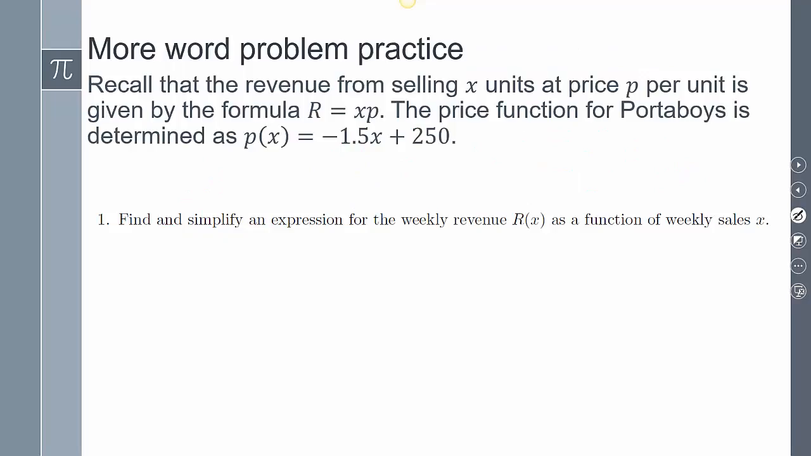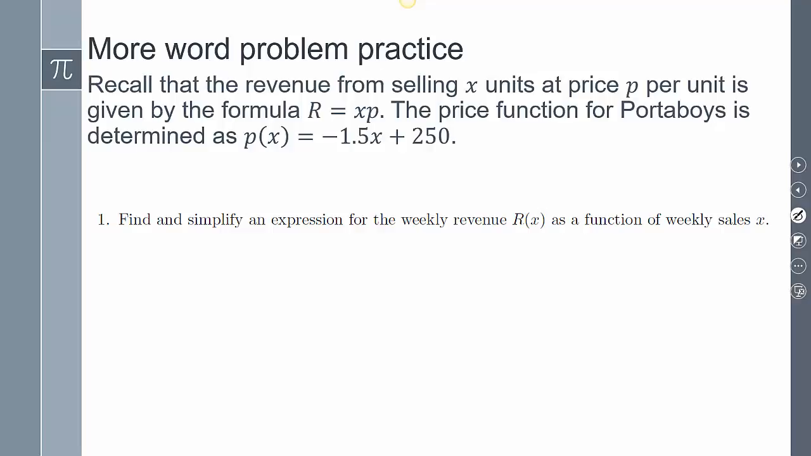It says, recall that the revenue from selling x units at price P per unit is given by the formula R equals x times my price demand function. So if my price demand function for Portaboys is determined as P of x equals negative 1.5x plus 250, find and simplify the expression for the weekly revenue R of x as a function of weekly sales x.